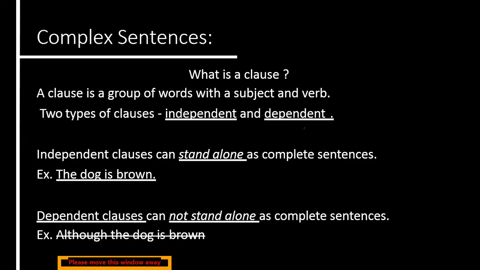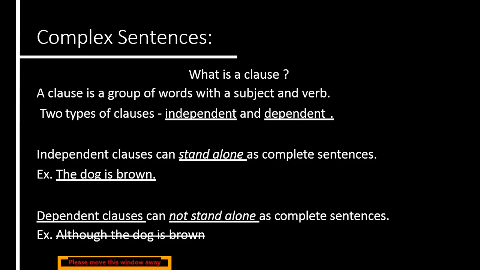And I'm sure you have taken this before, but not in that kind of detail. So we have two types of clauses: independent and dependent clauses. Independent clauses can stand alone as complete sentences. For example, the dog is brown. That's an independent clause. When I say Mr. Waleed came, that is an independent clause because you understand the meaning and you have the message delivered. You need nothing from anyone else.